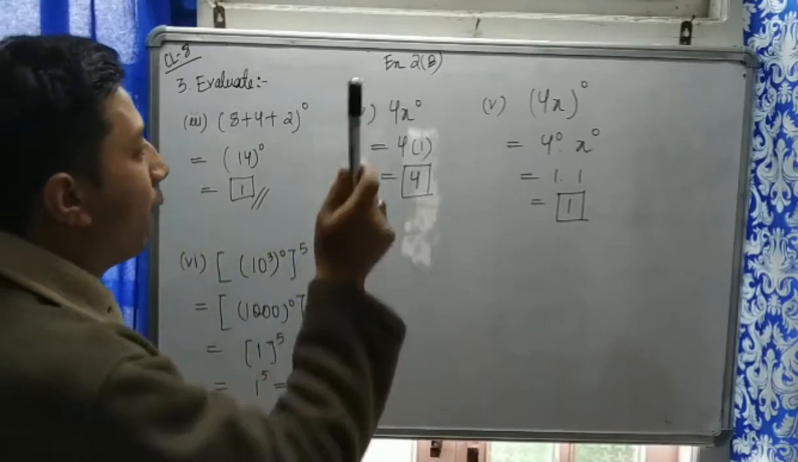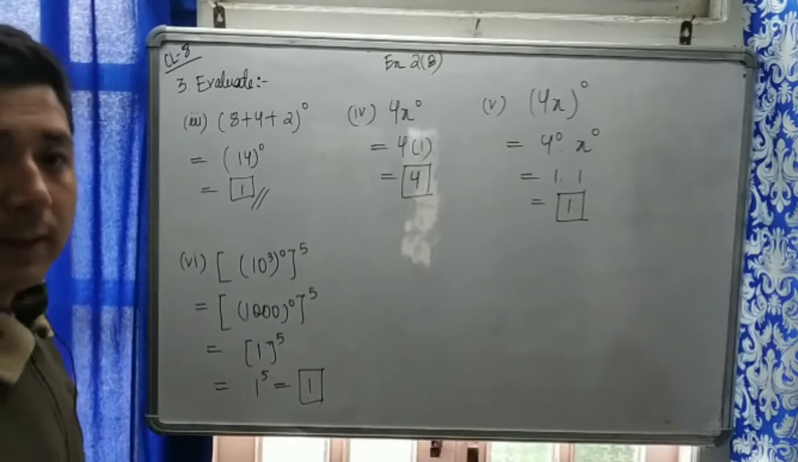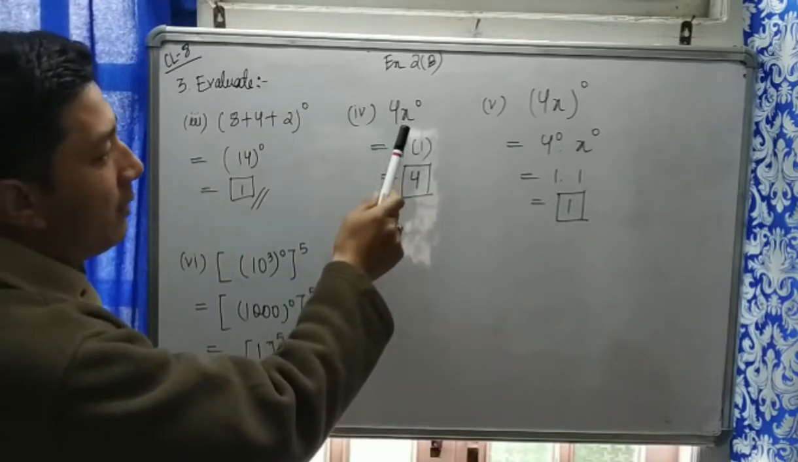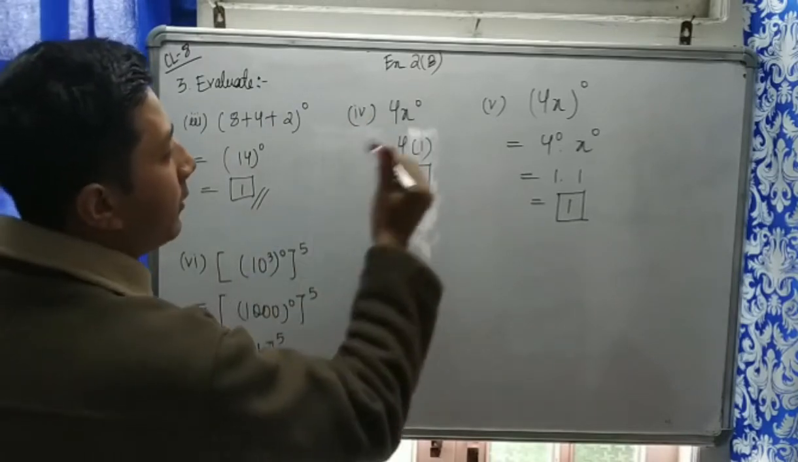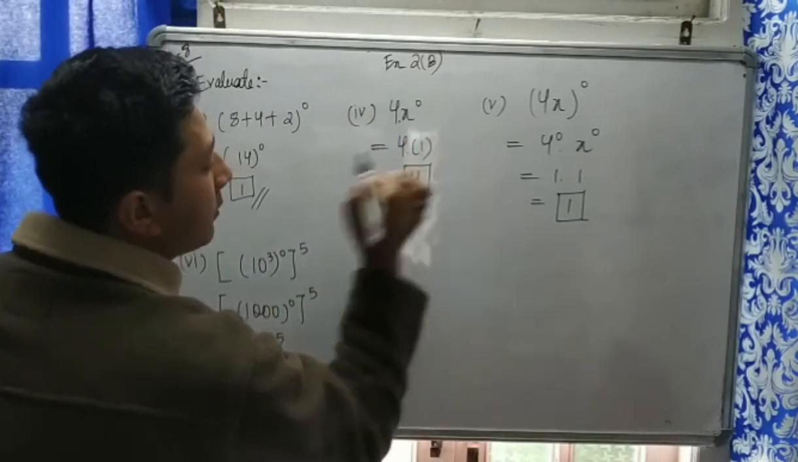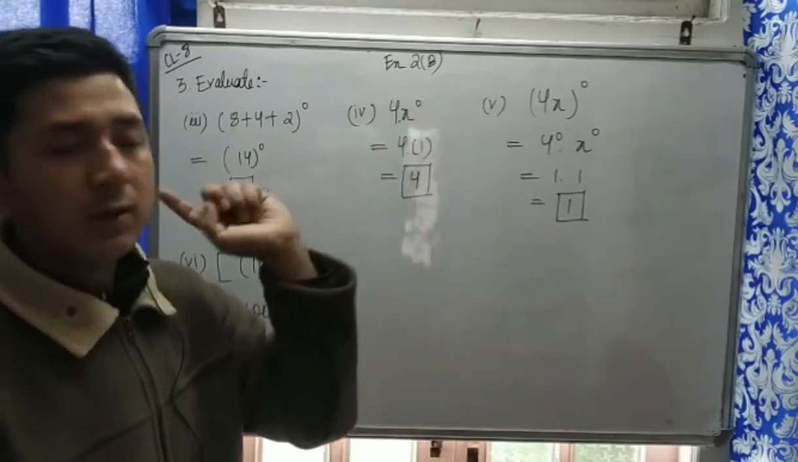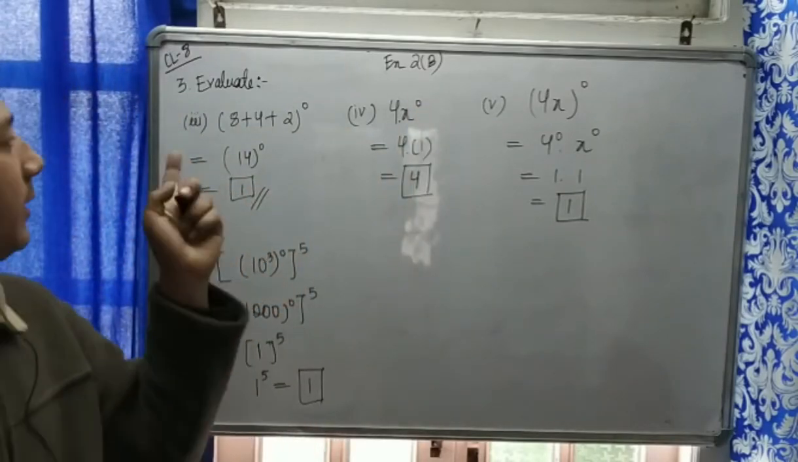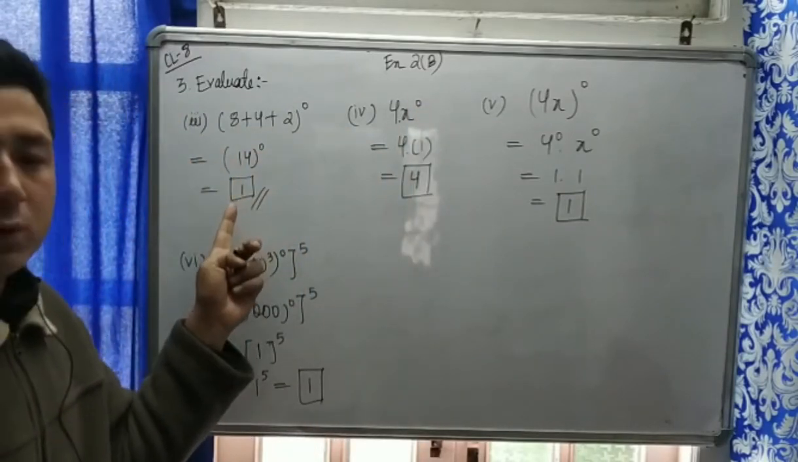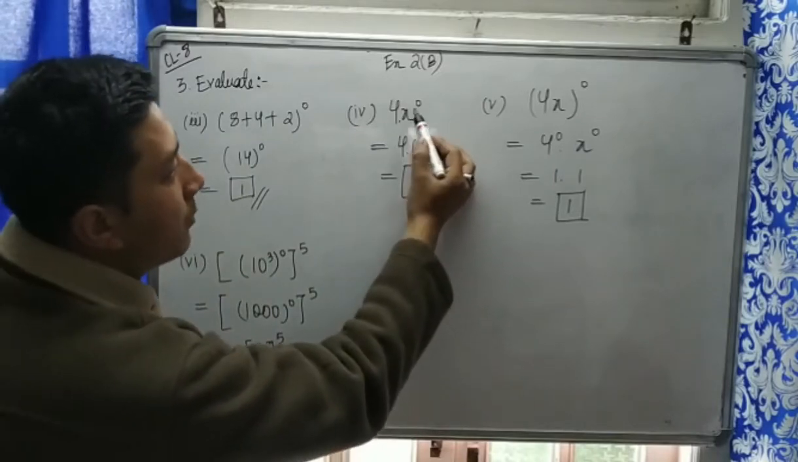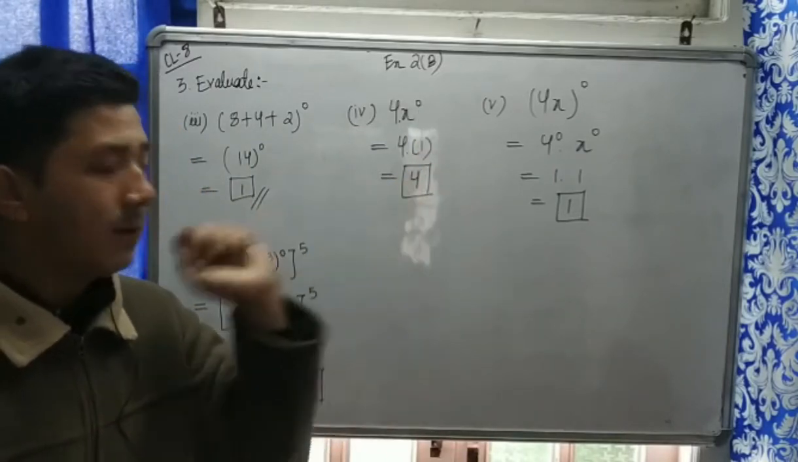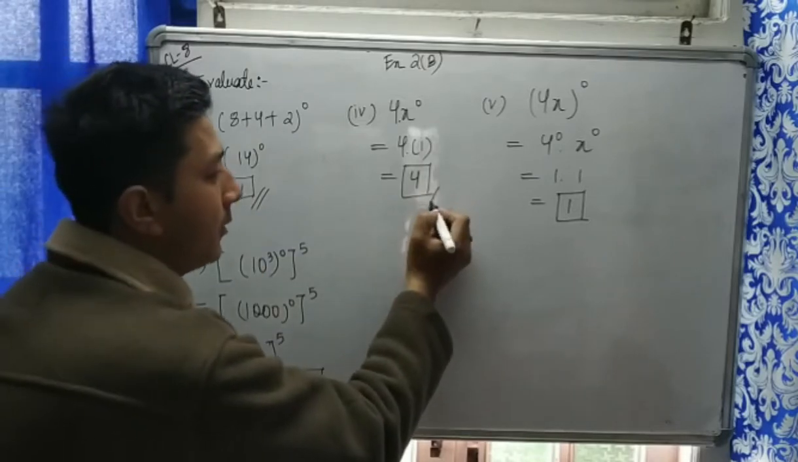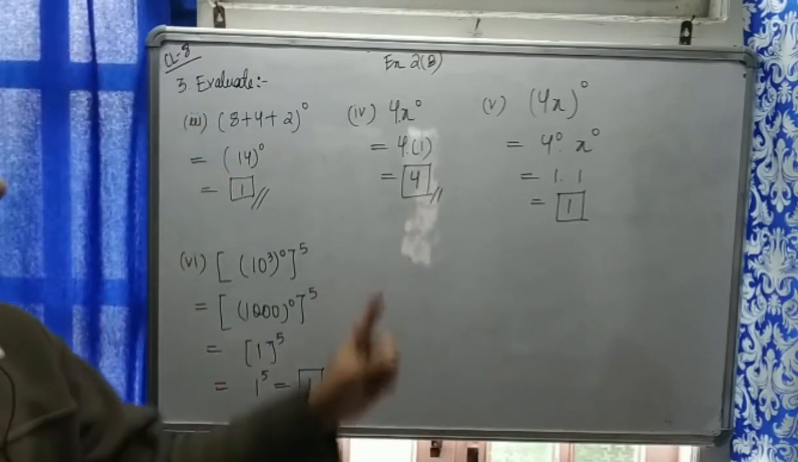We move to part 4. Part 4 is also similar to part 3. It is 4 into x to the power 0. 4 is 4 only, into x to the power 0. Now what is x to the power 0? I mentioned yesterday also, anything to the power 0 is always equal to 1. So similarly, x to the power 0 will also be equal to 1. Hence 4 into 1 is 4. So this is the answer. Please pause the video again and note it down.